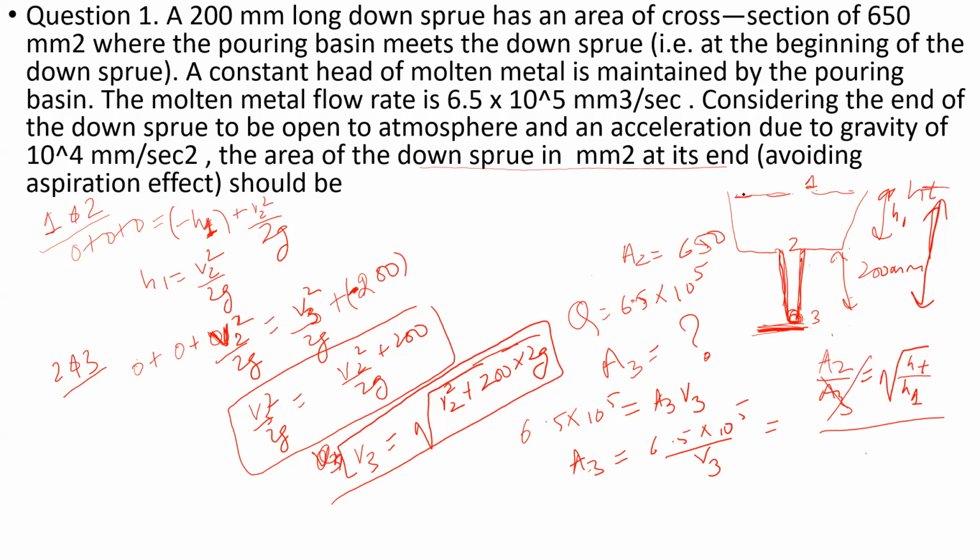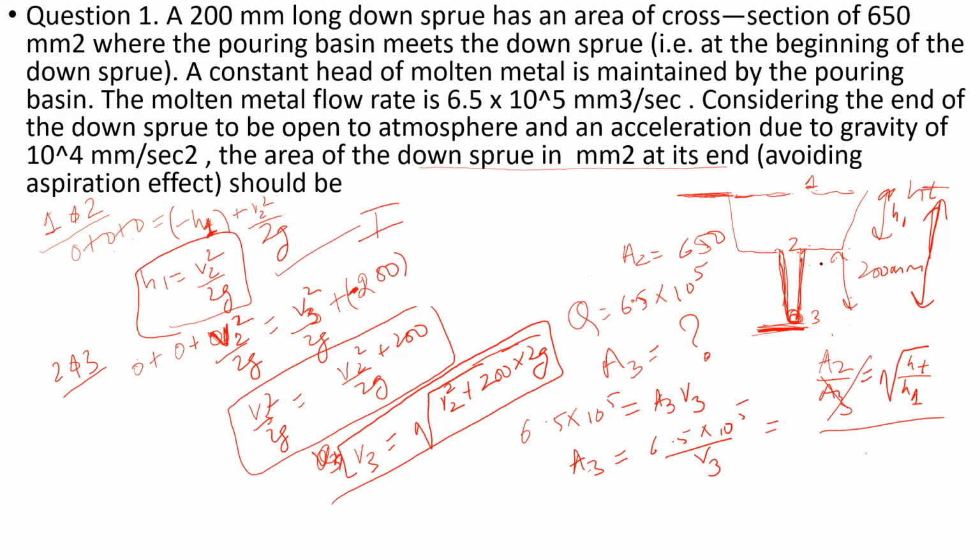Reference I have taken as point 1. So 0 plus 0 plus 0 is equal to minus h1. Why minus h1? Because at point 2, with reference to point 1, it is downward, so minus h1. And I've taken the velocity at point 2 as v2, so v2 square by 2g. So h1 is v2 square by 2g. This is the first equation.